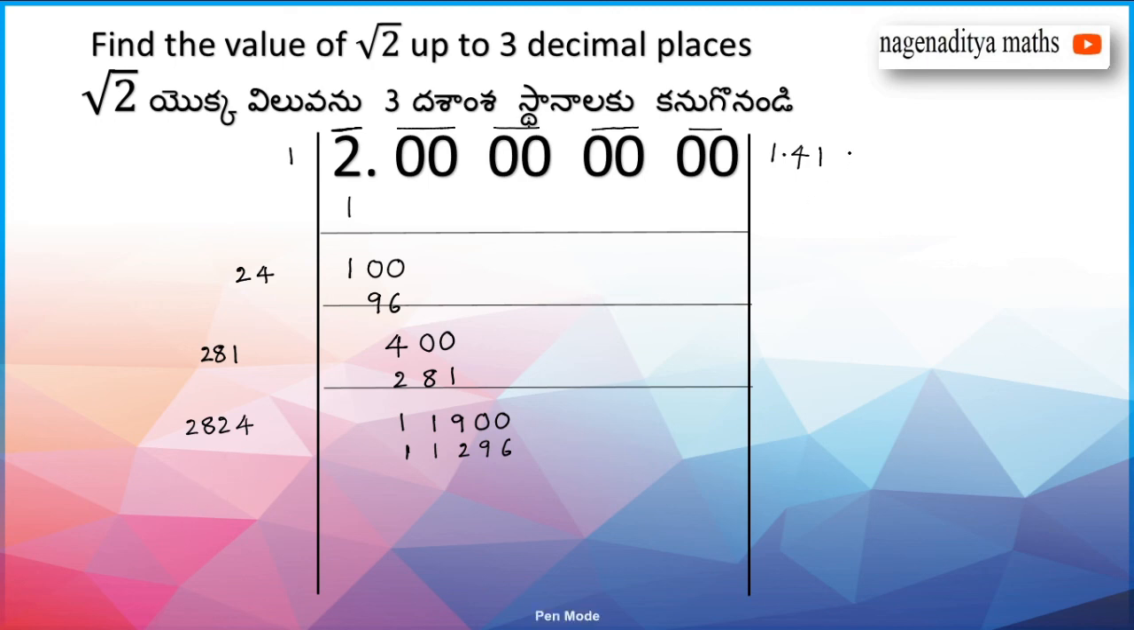So we have to write 4 here and another 4 here. So now we have to subtract. So we will get 4, 0, and 6. So this is 604. Now bring down the last 2 zeros here, 0, 0. Now we have to multiply 1414 by 2, we will get 2828. Okay. Now we have to put a digit here.